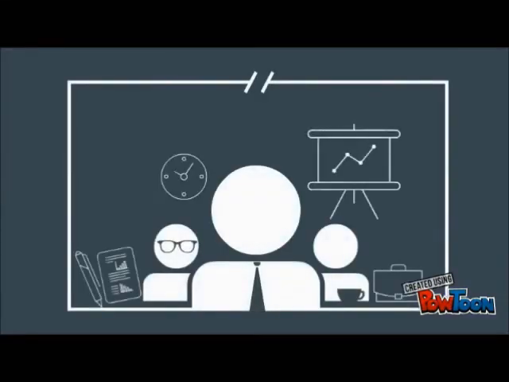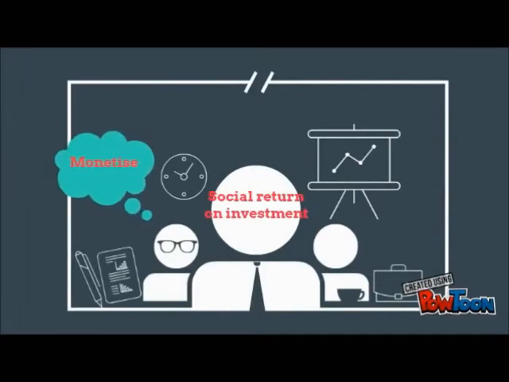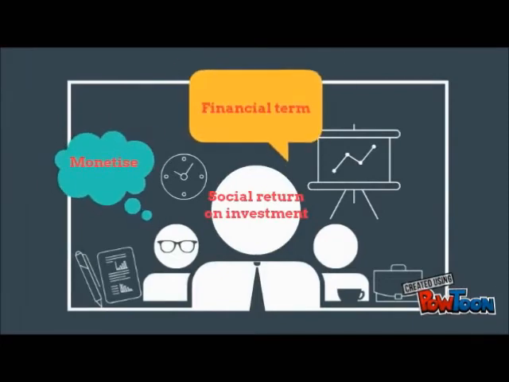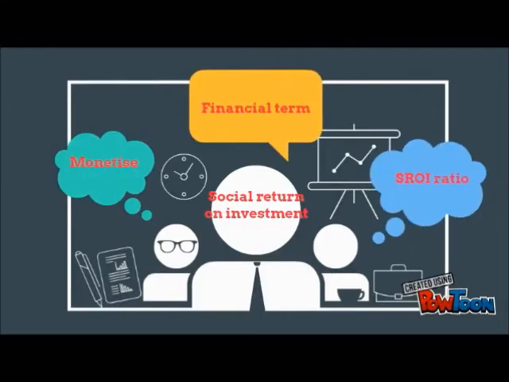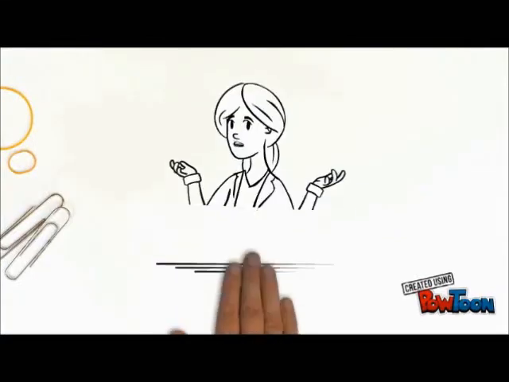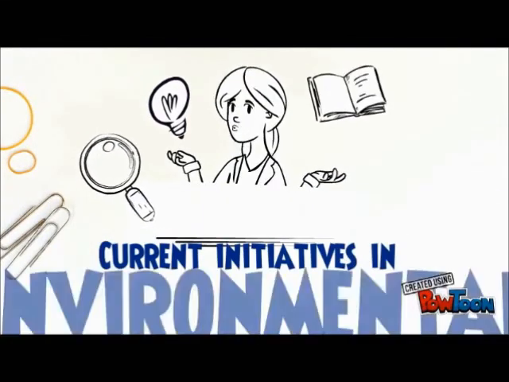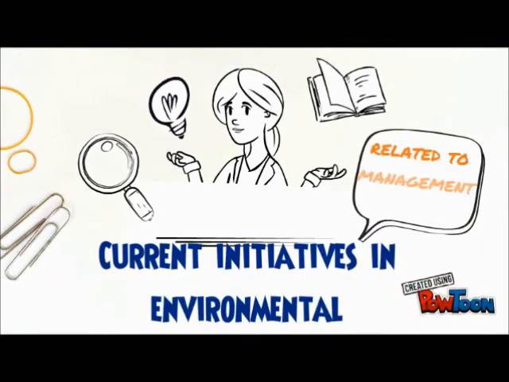Last but not least is the social return on investment. Social return on investment is a way to monetize the value of the social impact in financial terms. Social return on investment ratio is calculated by dividing the value of your social impact by the investments required to achieve that impact. Next, let's proceed to the current initiatives in environmental management accounting.